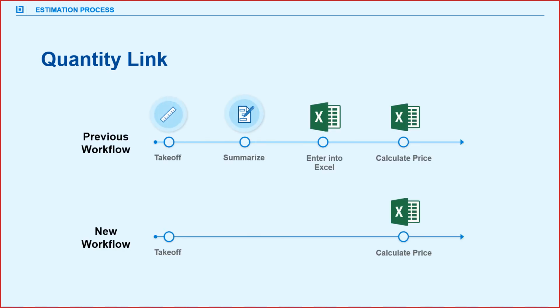So quantity link, previous workflow or without Bluebeam Extreme, you would have to do your takeoff, create your summary, enter that information into Excel and then calculate your prices. With Quantity Link, you will skip a lot of those action items and just go from takeoff to calculated price. So in 2016 Revu and earlier versions, that's what you would have to do with the previous workflow. And again, now with 2017 and up, you do have the ability with the Extreme to do the new workflow. So let's switch on back.